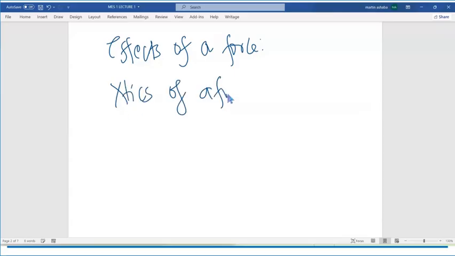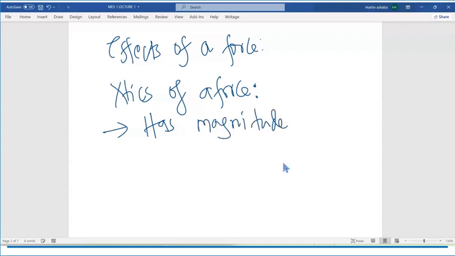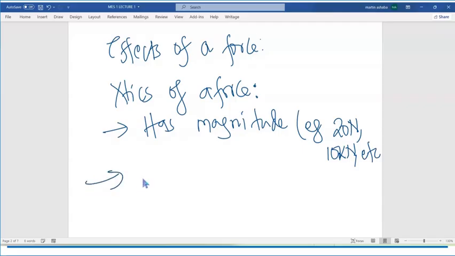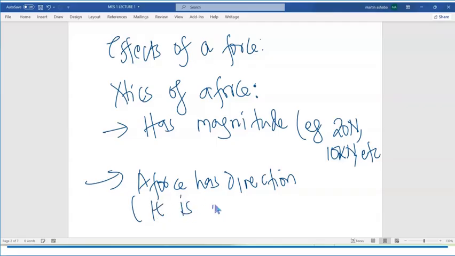Characteristics of a force. The force has magnitude. So magnitude, we are talking about e.g. 20 newtons, 10 newtons or kilonewtons, etc. A force has direction because it is a vector quantity. Are we together?